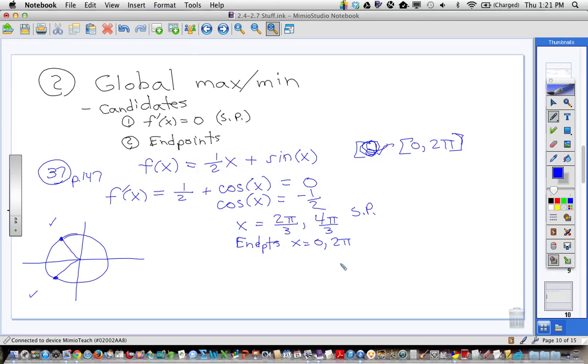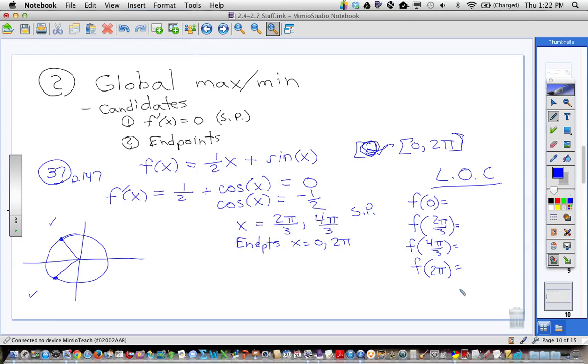So what do we do next? LOC, our list of candidates. And we're just going to plug them into the f function. So just as a reminder, I'm gonna write it out. f of 0. Now on the AP test, I'm going to put them in order here. So go f of 0, f of 2 pi thirds, f of 4 pi thirds, and then f of 2 pi.